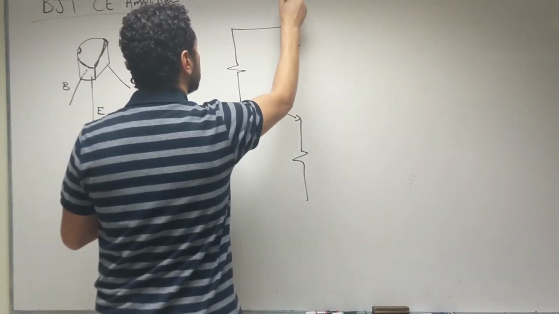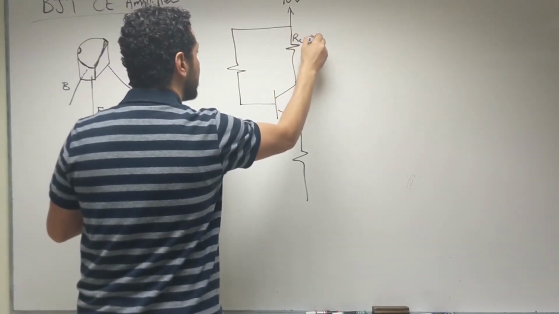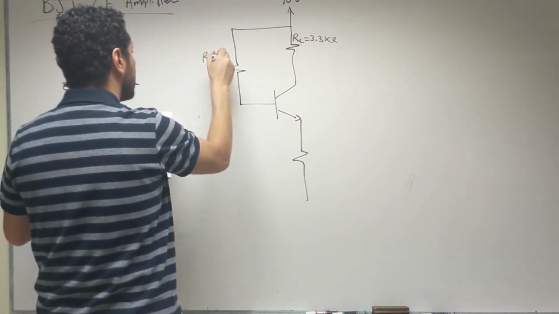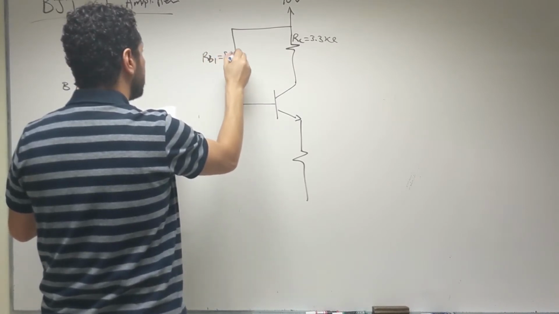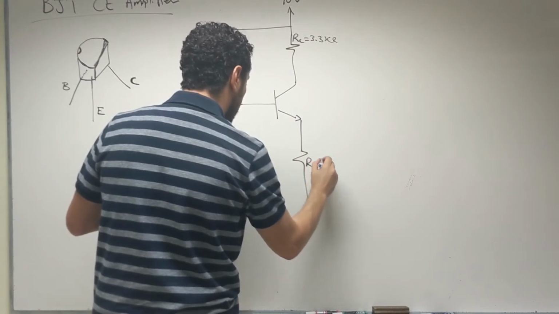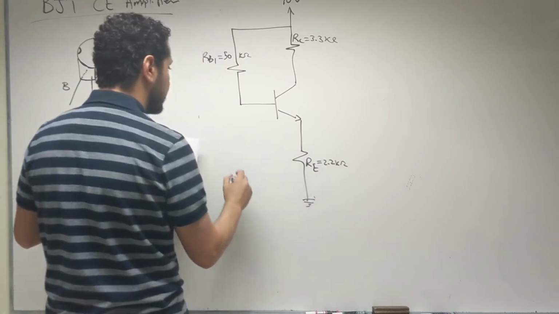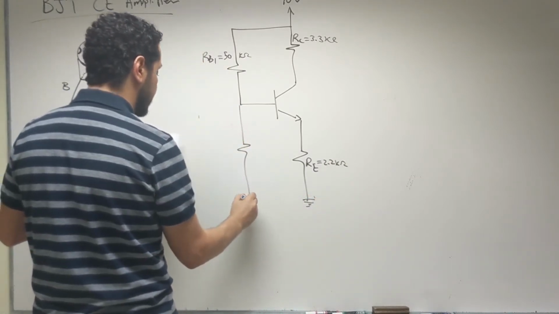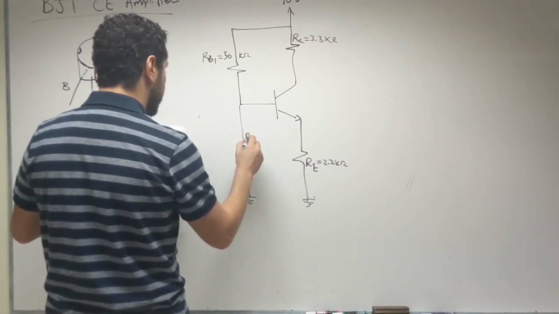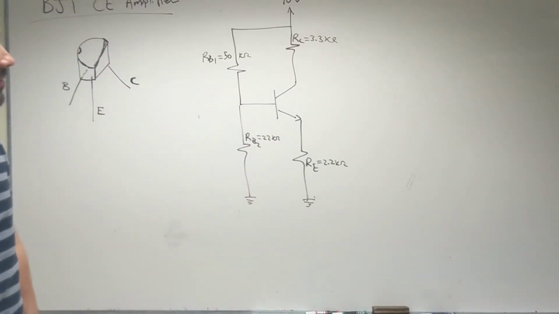This is a DC source, 10 volt. This is RC, 3.3 kilo ohm. This is RB1, which is 50 kilo ohm. This is RE, 2.2 kilo ohm, connected to the ground. And then we have the last resistance in the DC, RB2, which is 22 kilo ohm. So this is the DC circuit of the amplifier.